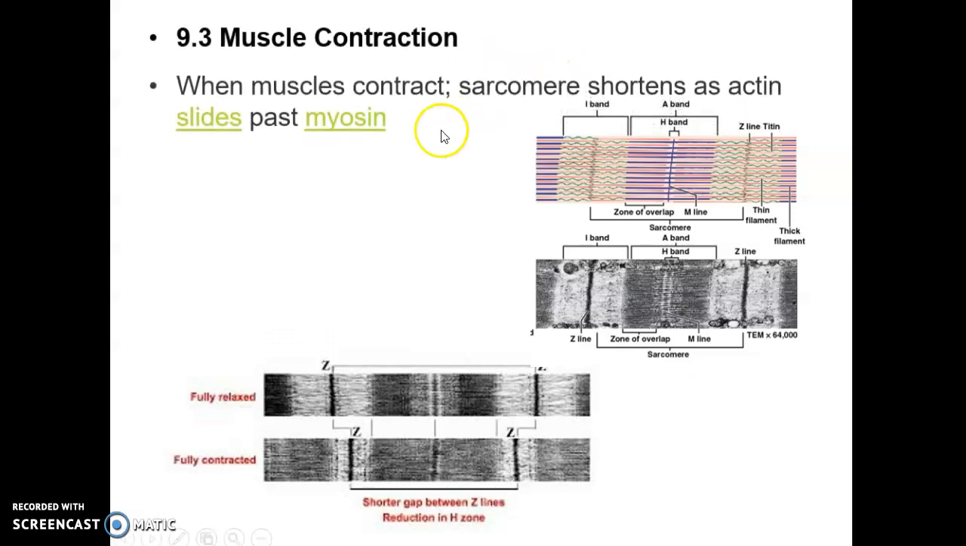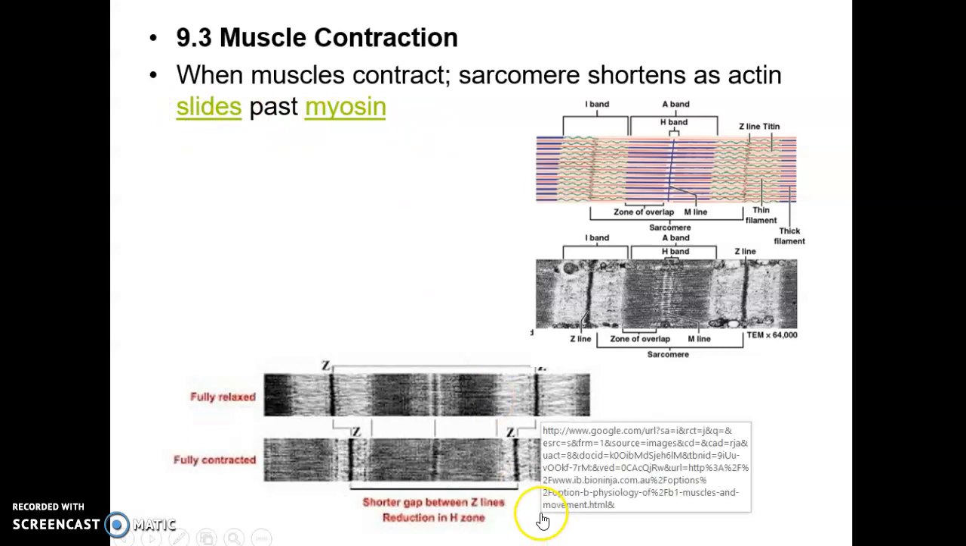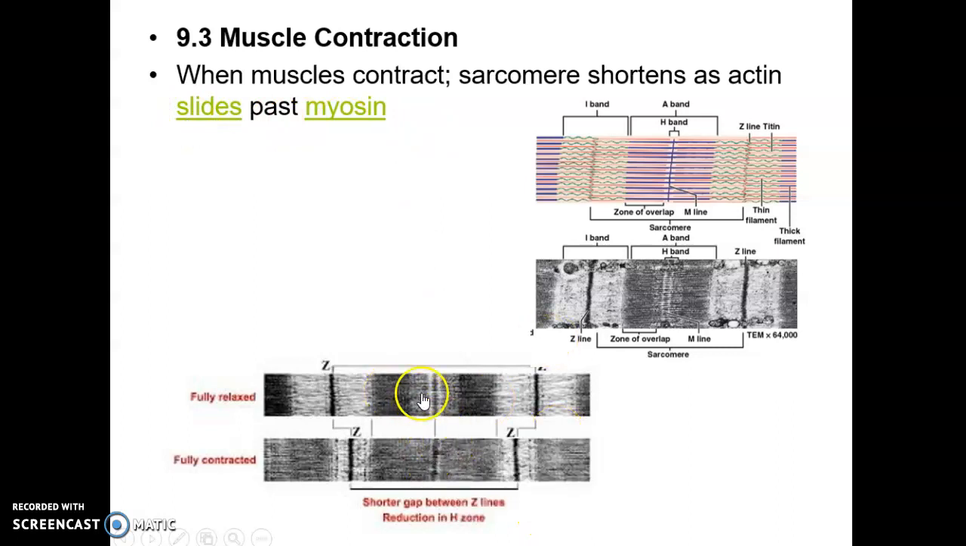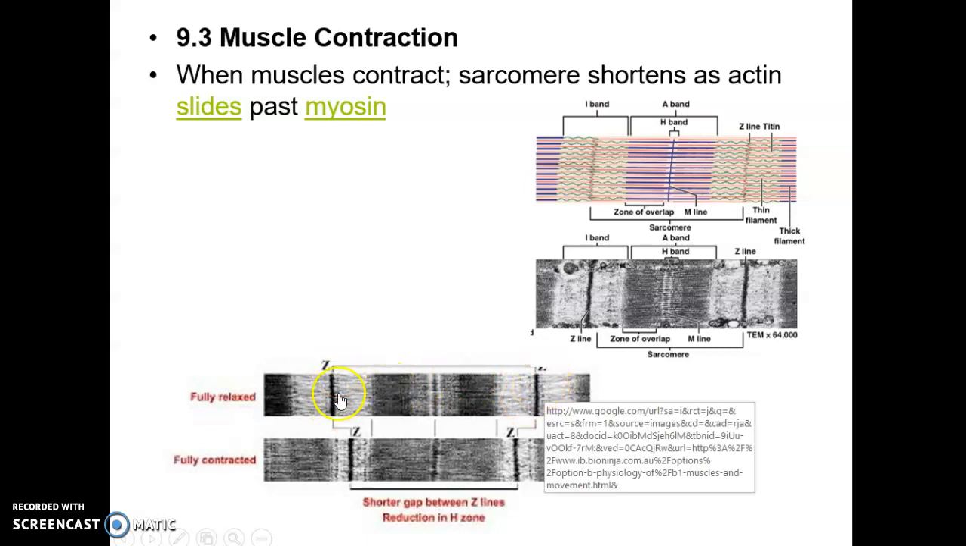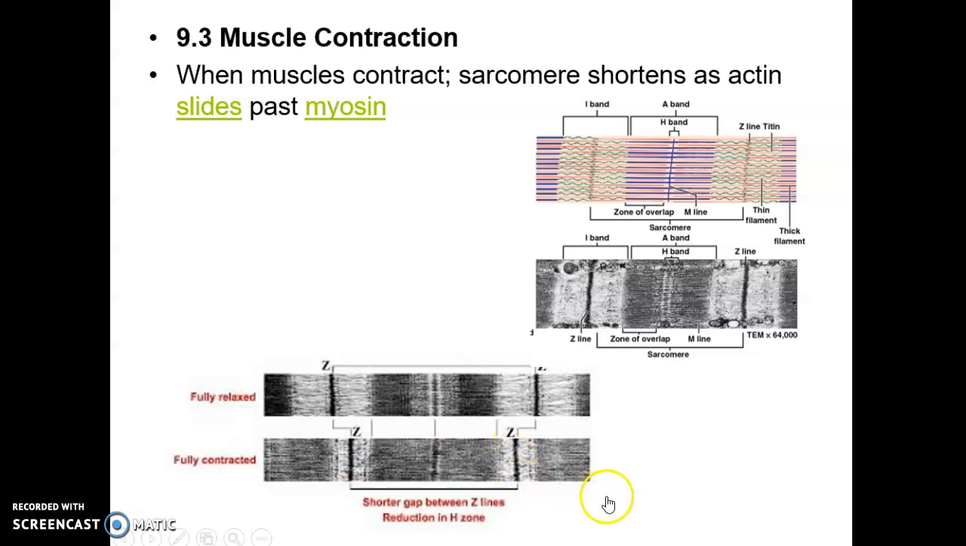So muscle contraction, when the sarcomeres contract, the sarcomeres shorten as the actin slides past the myosin. So we see it here schematically in this figure. There are the Z lines. Notice they're further apart from each other than we see them here. So that means in the bottom picture, the sarcomere is contracted and over here it's relaxed.